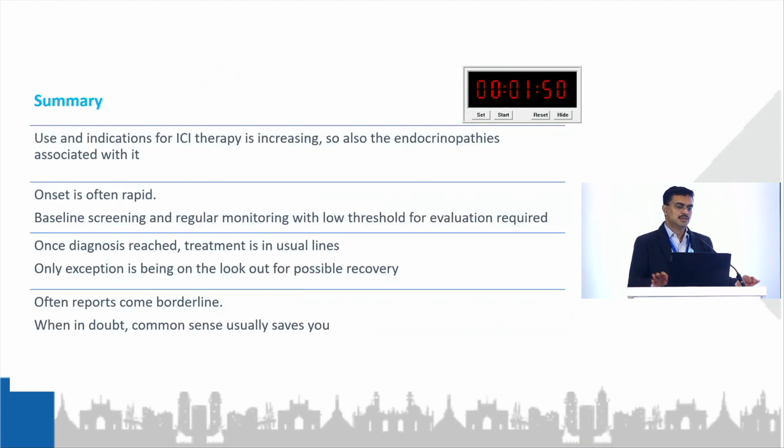So, summarizing, the use and indications of immune checkpoint inhibitor therapy are increasing, and so are the endocrinopathies associated with it. Onset is often rapid. Baseline screening and regular monitoring with a low threshold for evaluation is required. Once the diagnosis is reached, treatment is along the usual lines. The only exception is being on the lookout for a possible recovery of the condition.